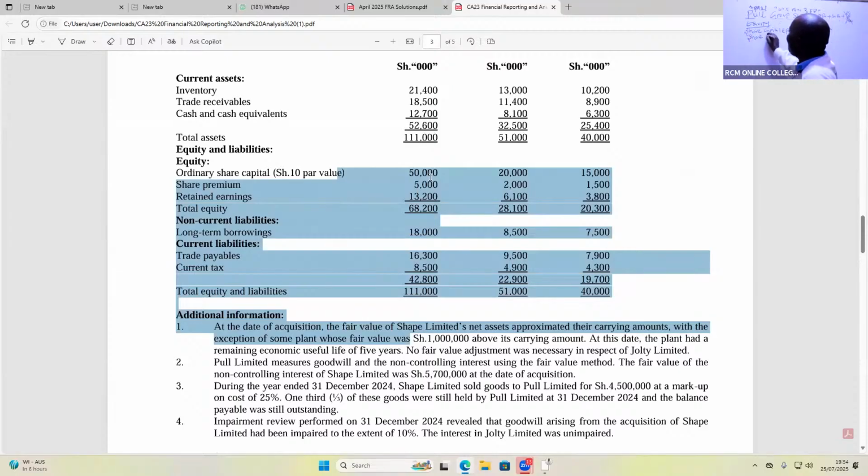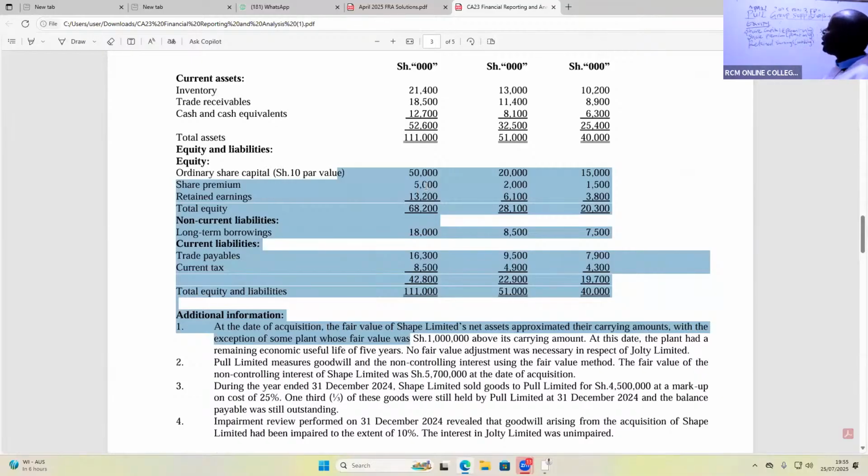Again, parent only. Share premium, parent only. So in this case here, what do we have? 5,000, parent only 5,000. And then, ladies and gentlemen, of course, we have what we call retained earnings. Retained earnings, I'll be able to do a working.